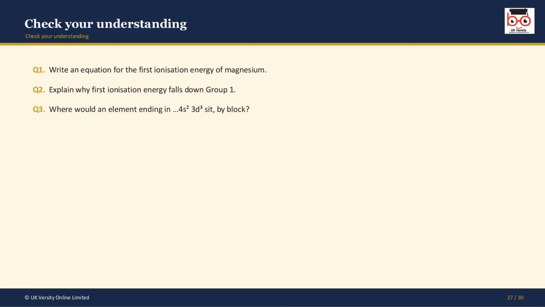Time for another check. First, can you write an equation for the first ionization energy of magnesium? Second, can you explain why first ionization energy falls as you go down group 1? And third, where would an element ending in 4s2, 3d3 sit in terms of its block? Work through those before we wrap up.